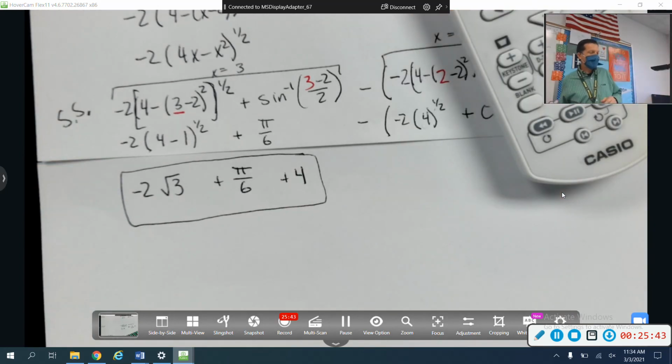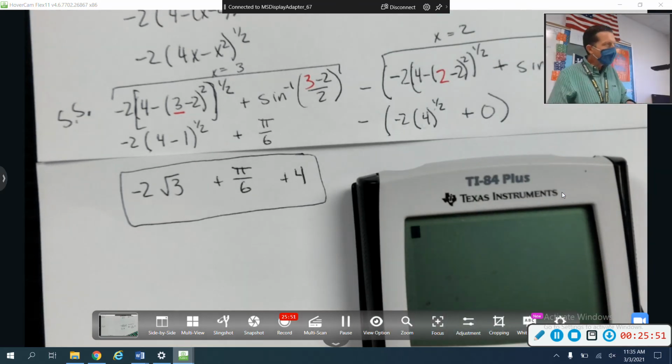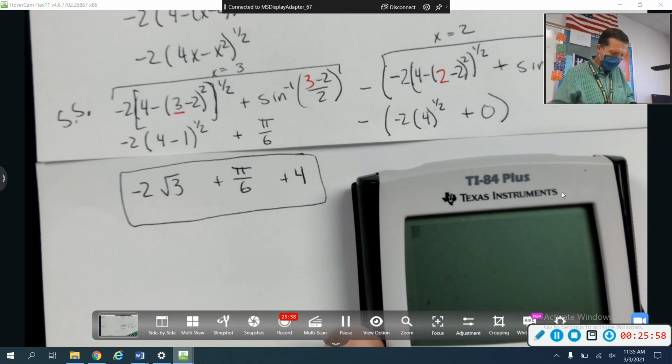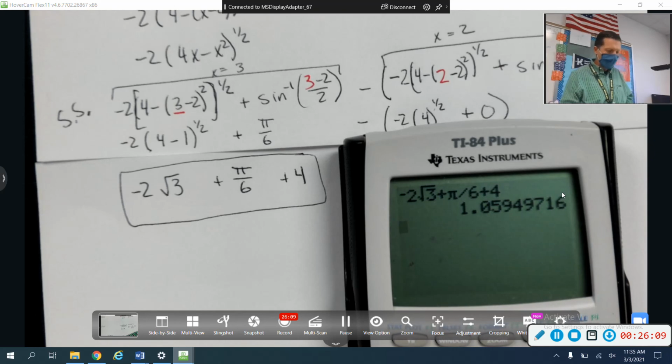Right, I'm almost done. You're watching at home, someone's plugging it in, and they're almost done plugging it in, which means... Okay, I got like 8.20 in radians. Alright, so I'll type it in, negative 2 square root 3 plus pi over 6 plus 4. Uh-oh, you did not say 1.05, did you? No, I did not. But also I could have done something wrong. I'll type it in, and I may have done something wrong.